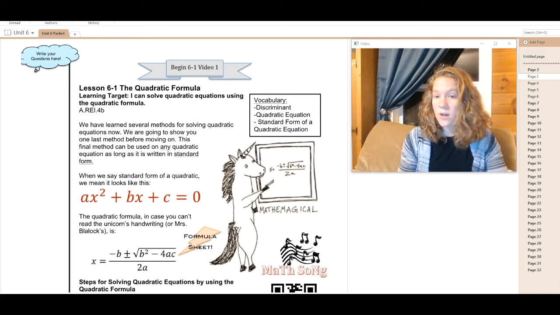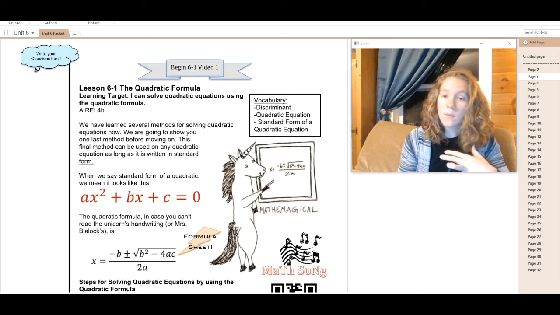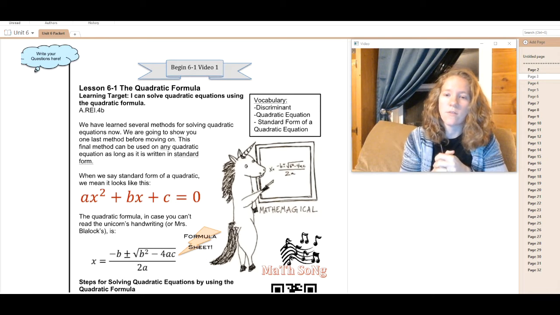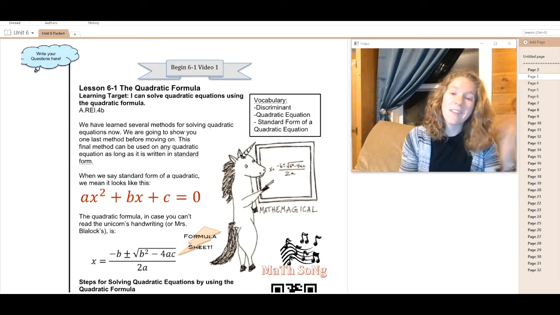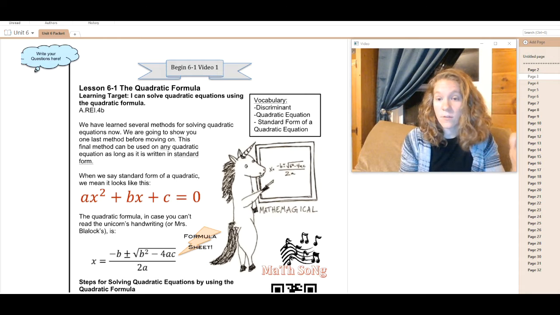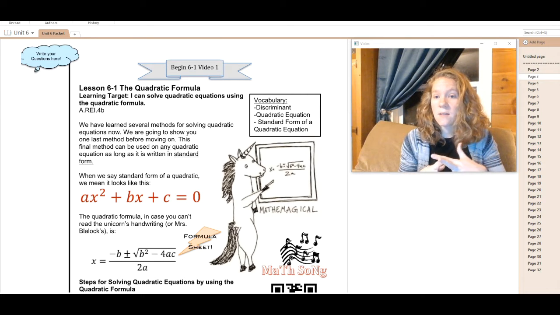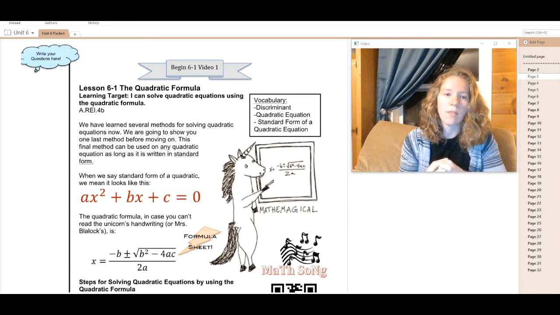Factoring requires the trinomial to be factorable. Solving by square roots requires you to be able to put it in some form of perfect square so that you can take the square root of each side. Completing the square, you got to have a good way of getting that a in front, and we've learned that not every trinomial is conducive to that. You end up with ugly decimals and fractions that you have to deal with.